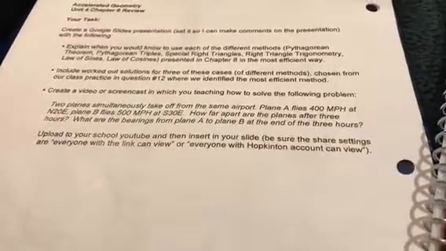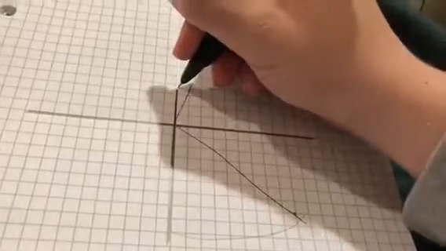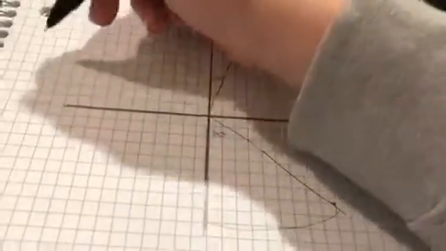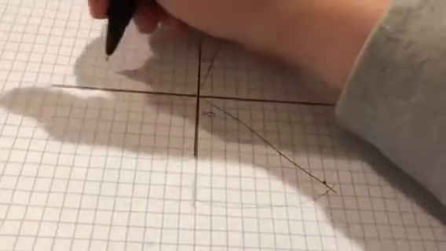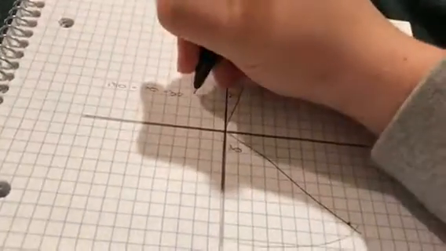Plane B is at the bearings of south 30 east. So you're going to go south and 30 degrees east until you come to this point. So this angle is 20 degrees and this angle is 30 degrees, which means to find this missing angle, you need to do 180 minus 20 minus 30, which equals 130 degrees. So this angle here is 130 degrees.